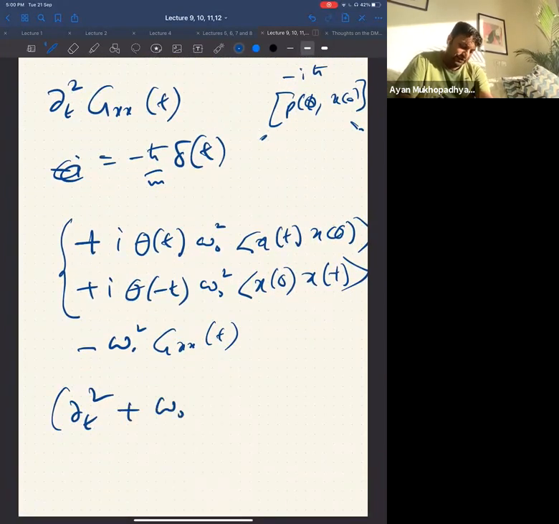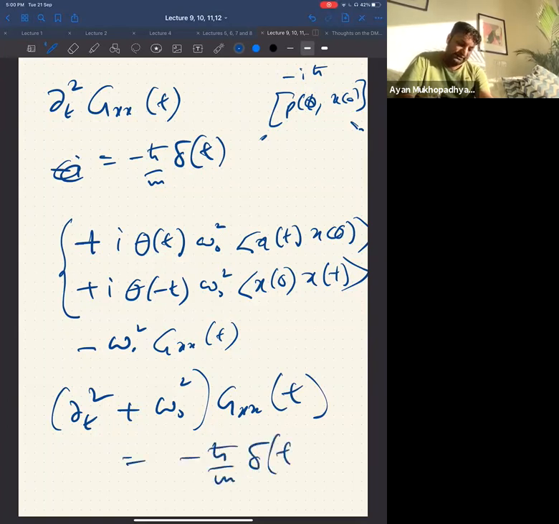I think it is del t squared plus omega naught squared G_xx(t), the same equation that is being satisfied by the retarded propagator. It's minus h bar by m delta t. So the Feynman propagator and the retarded propagator satisfy exactly the same equation. The answer is different simply because you're answering a different problem.